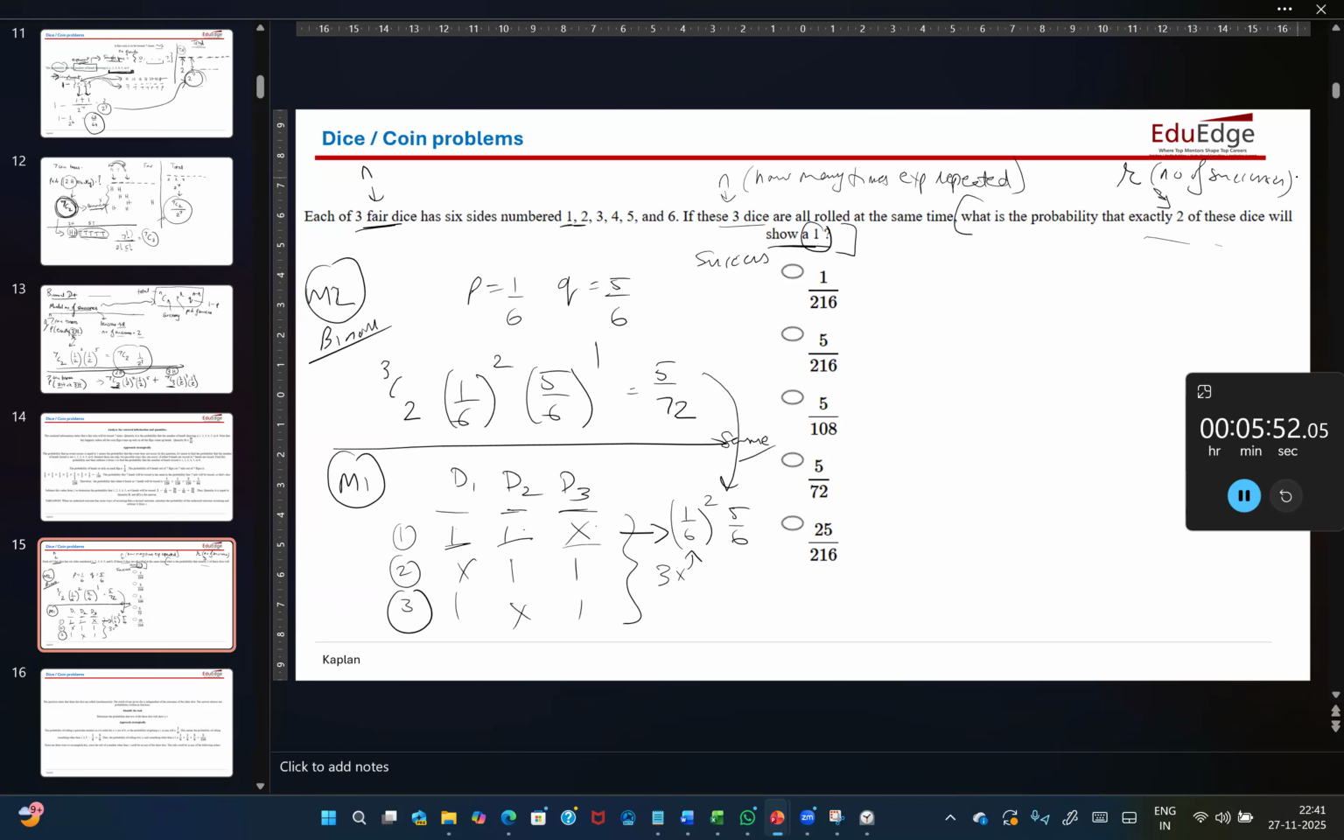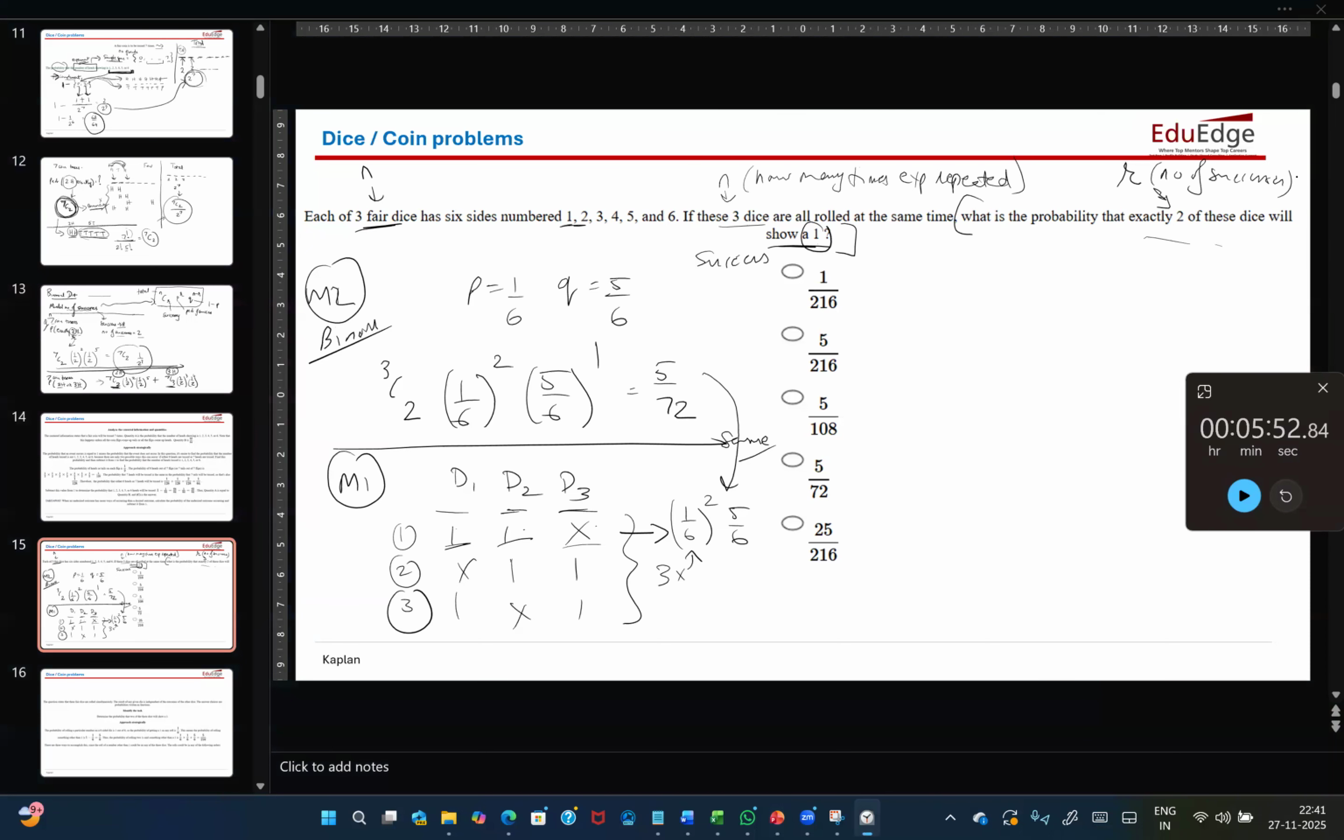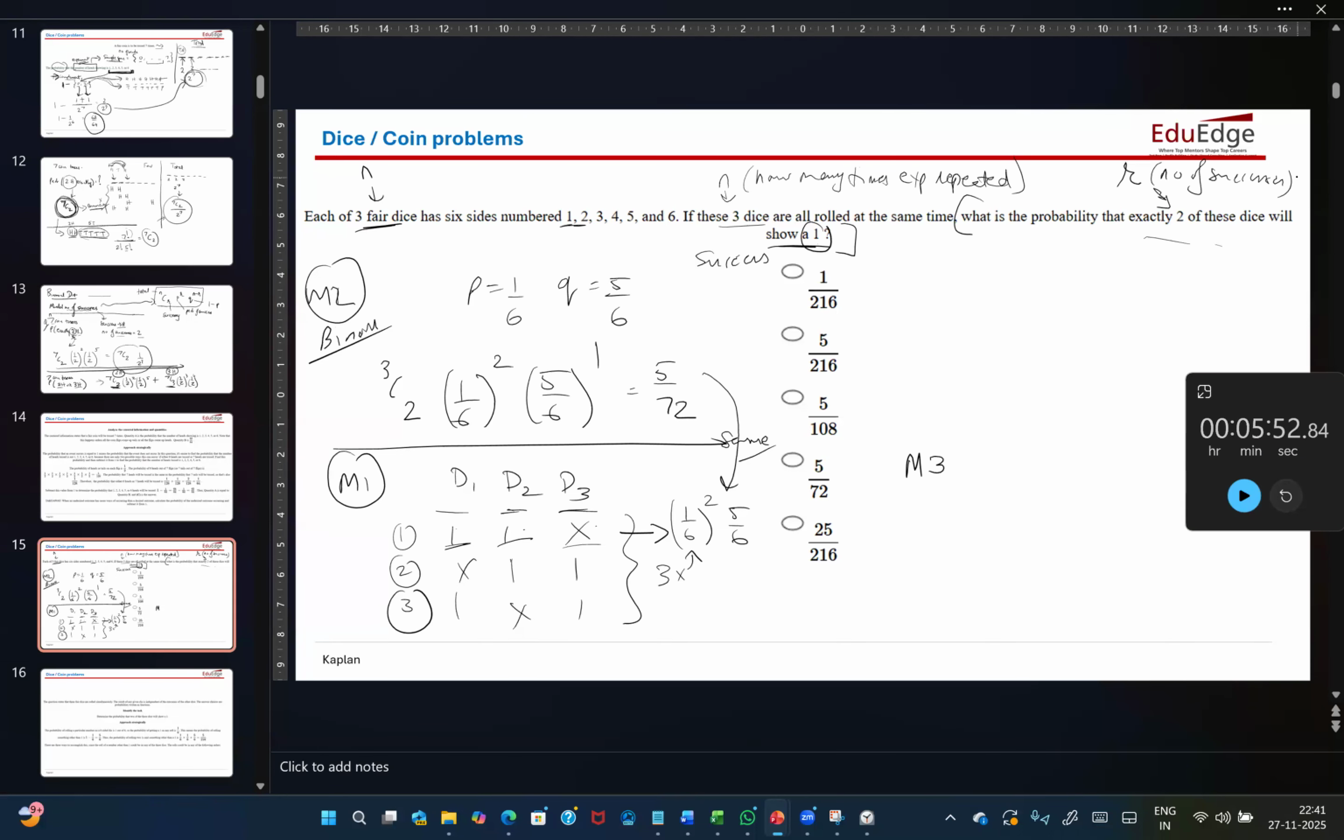What if we do it this way: if I'm throwing 3 dice, the number of outcomes would be 6 into 6 into 6. So that's my denominator, right? Numerator, like you said, there are three ways I can get this. The first way is 1, 1, x. X could be anything between 2 to 6.